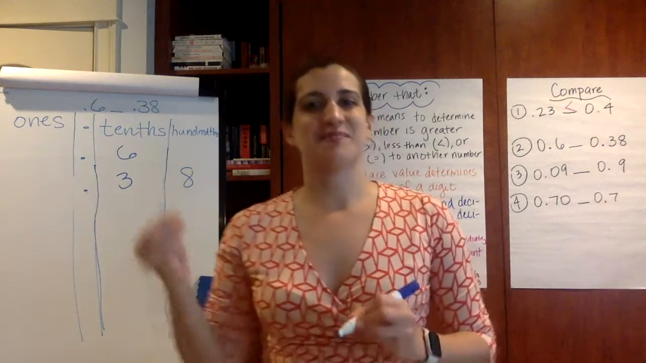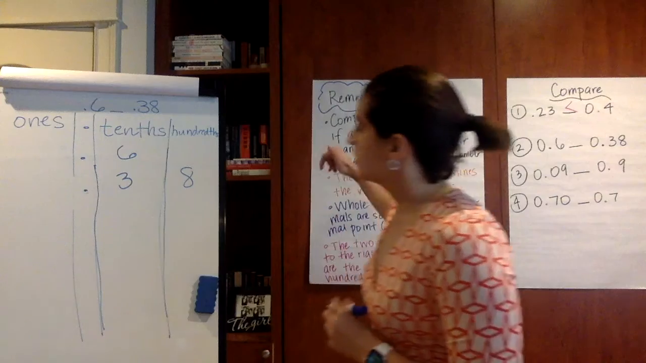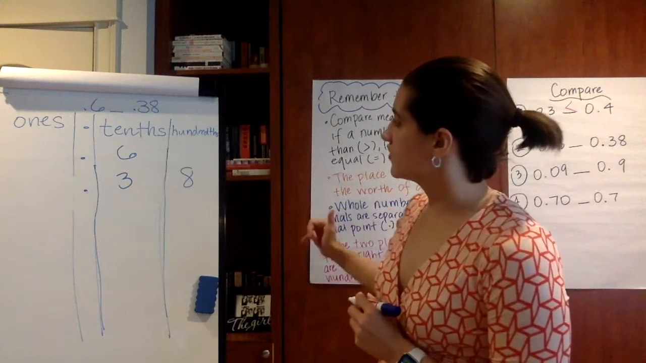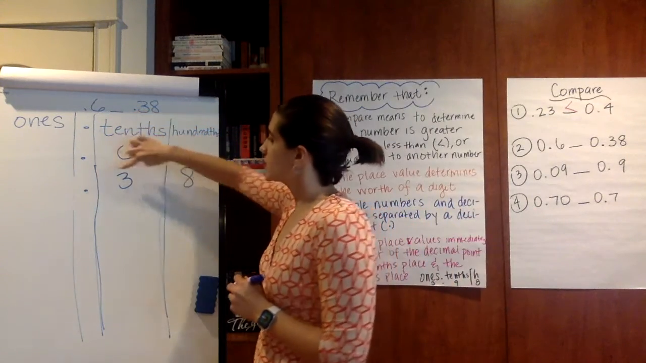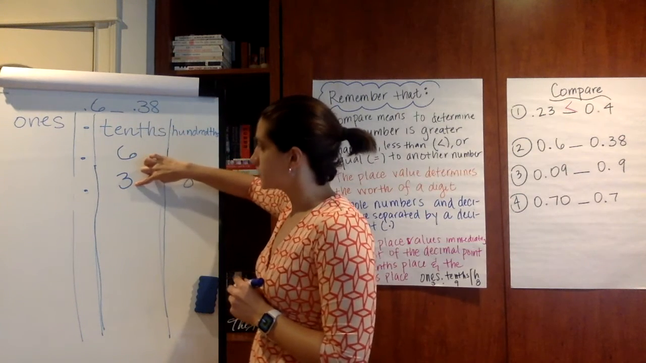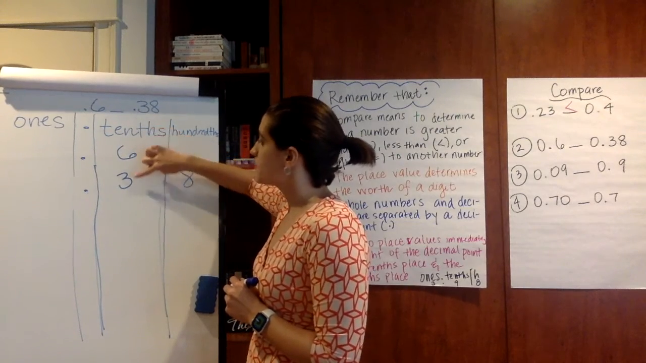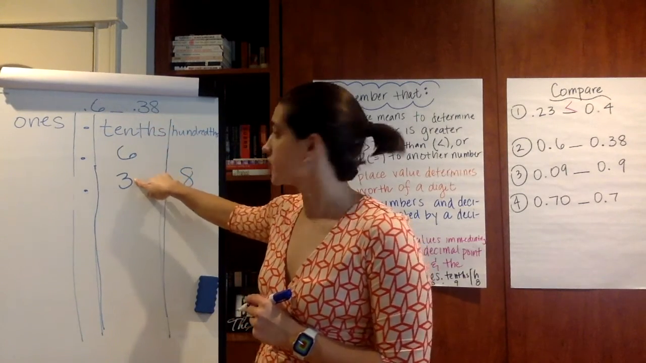Always remember, place value tells me how much it's worth, and I start from left to right because it's from bigger to smaller place value. And immediately I should notice that I have 6 in the tenths place and 3 for 38 hundredths. 6 is bigger than 3. Therefore, 6/10 is bigger than 38 hundredths.